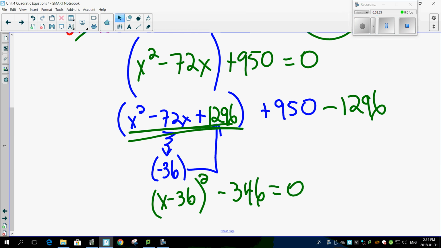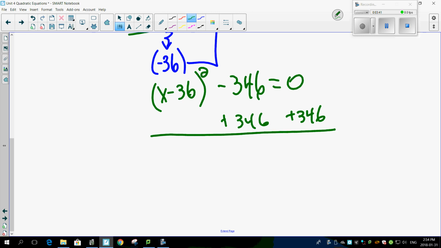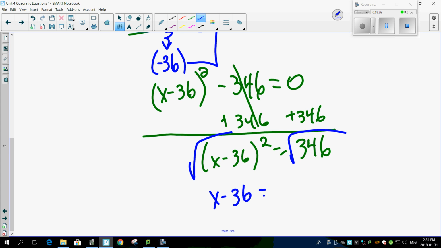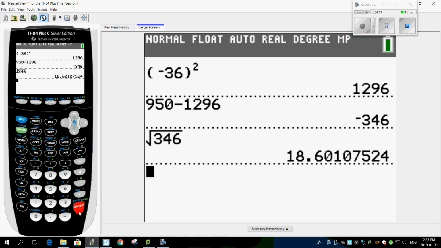Now, let's solve this. Add 346 to both sides. That gets rid of this guy, giving you x minus 36 squared equals 346. And guess what? Square root. But if you square root 346, you actually get an ugly number. Right? So that makes me wonder. Well, I'll even prove it to you. Look, I'll bring up the calculator here. Okay, I got 346. I'm going to take the square root of 346, and look, I get an ugly number.